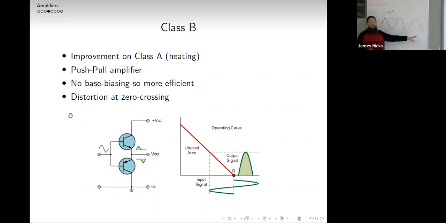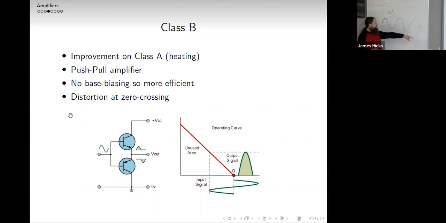There's no base biasing. I don't need any extra voltage or current to lift up the base so everything's positive. I just let the input signal do that. So not having to do the base biasing is the secret to this increase in efficiency.